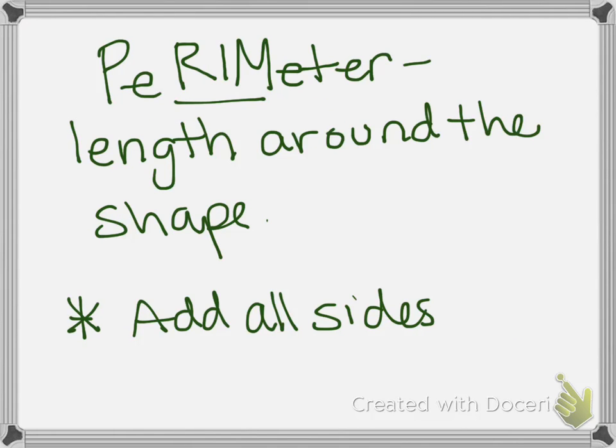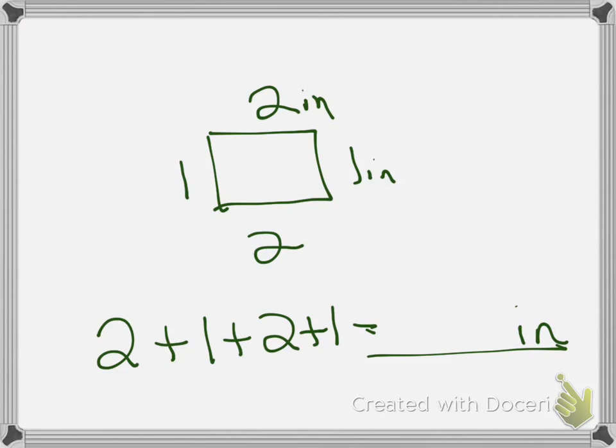So next we're moving on to perimeter. And perimeter, we are finding the length around the shape. So we underline the word rim here because we're going all the way around the outside or the rim. To do this, you're going to add all the sides together. So here's our shape. We have a shape that is 1 inch by 2 inch by 1 inch by 2 inch.